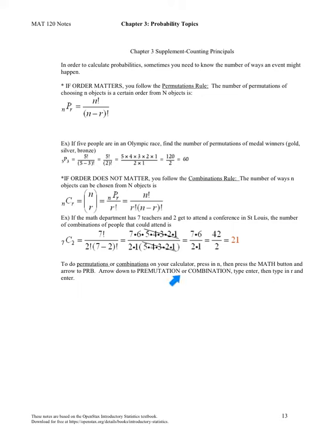I have some brief directions down here on how to do permutations and combinations in your calculator. And that's the end of the second video for section 3.4.